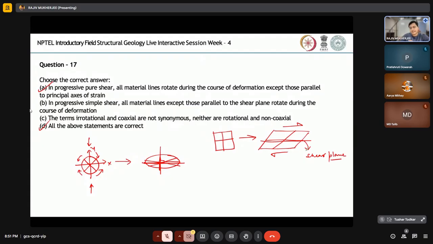And the line hasn't shifted from there, but what was initially vertical has rotated to some extent. That means any material line which is parallel to the shear plane will not rotate and will remain the same, but all other material lines will change their orientation in case of progressive simple shear deformation. Right? So that is how option B is also correct.